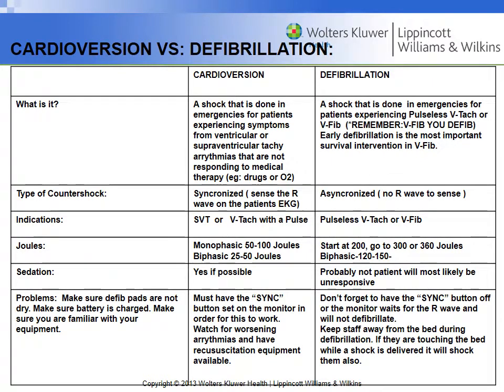If at all possible, sedate your patient for a cardioversion, that's really nice to do. However, sometimes that's not possible. Sedation will depend upon whether or not the rhythm is causing disturbances in the patient's blood pressure. Obviously, if you have a systolic blood pressure of less than 90, then sedation is probably not an option. Problems with cardioversion and defibrillation.